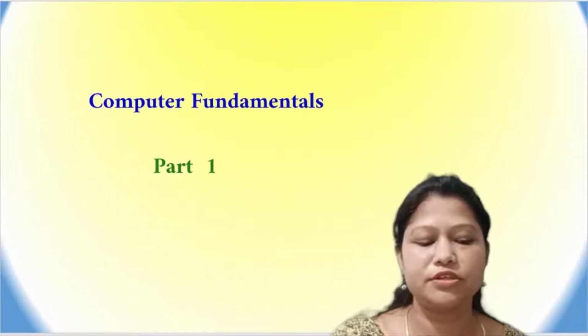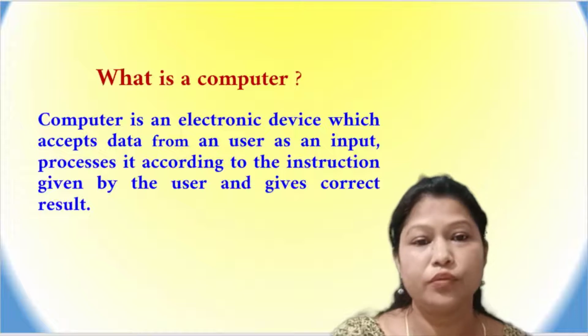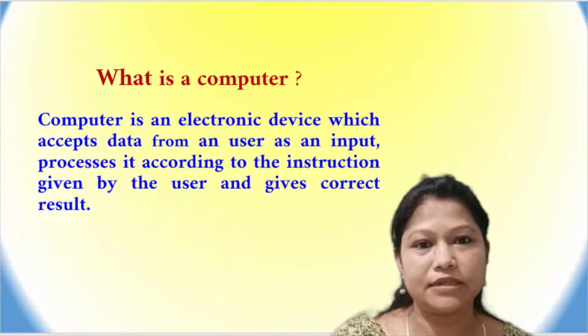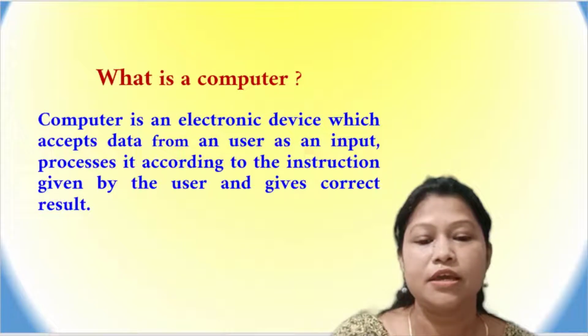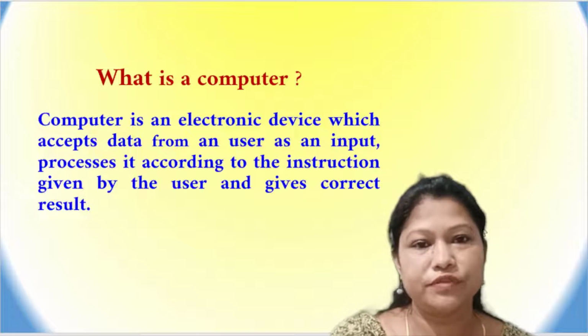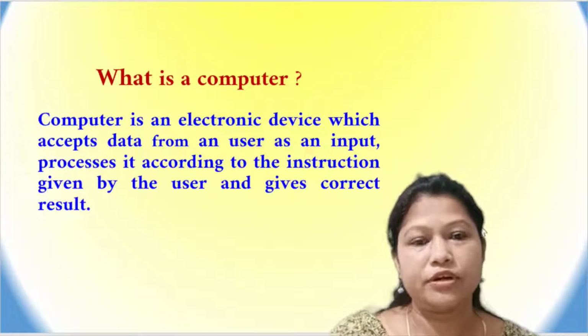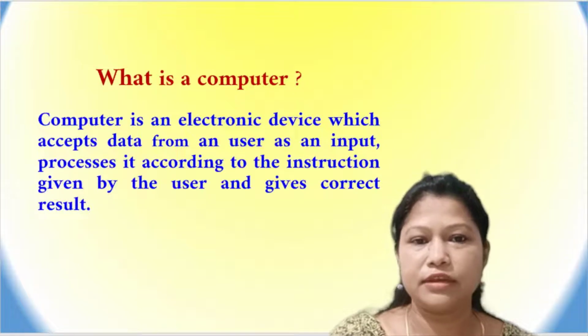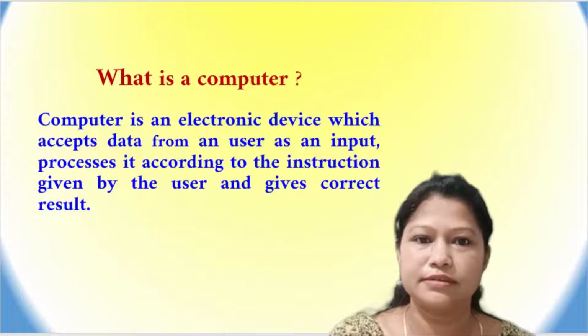The very first topic we have is, what is a computer? Computer is an electronic device which accepts data from a user as an input, processes it according to the instructions given by the user and gives the correct result. So it is an electronic device which first takes data and instructions from a user, and according to the instructions it acts on the data and gives us the result. This is the definition of a computer.